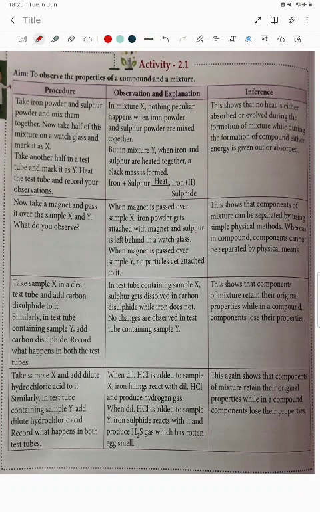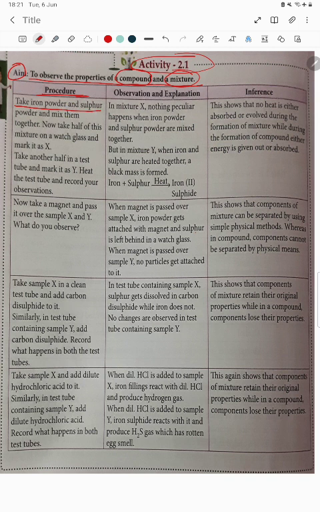Hello students, let's try to understand Activity 2.1. The aim of the activity is to observe the properties of compounds and mixtures. What are the properties of matter in compounds, and what is a mixture? First, the procedure we are going to do.